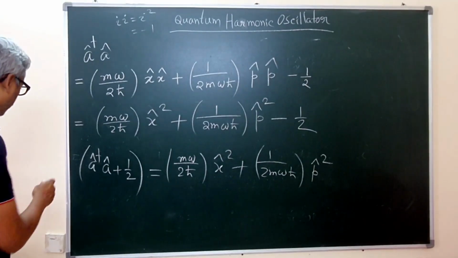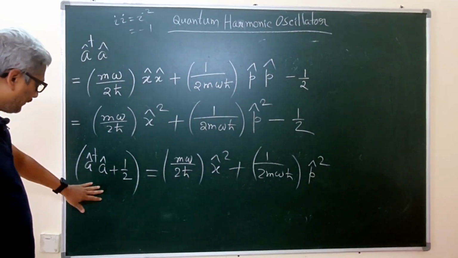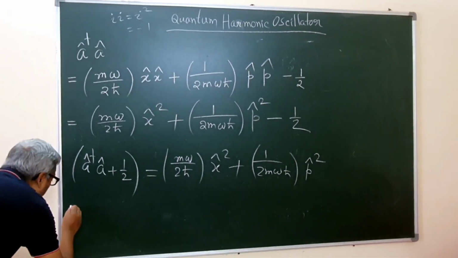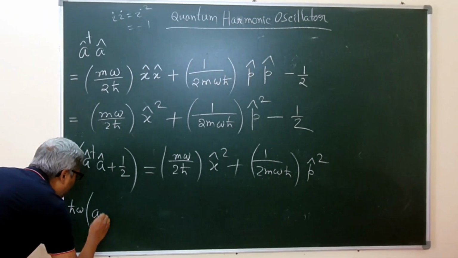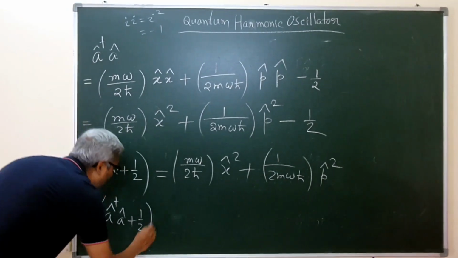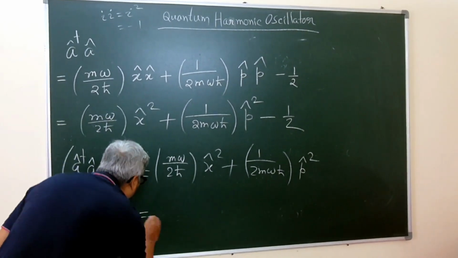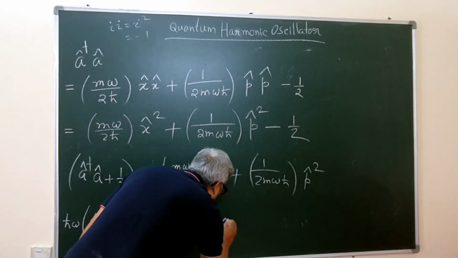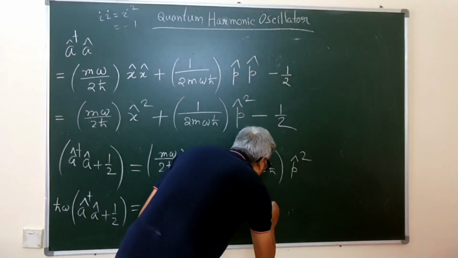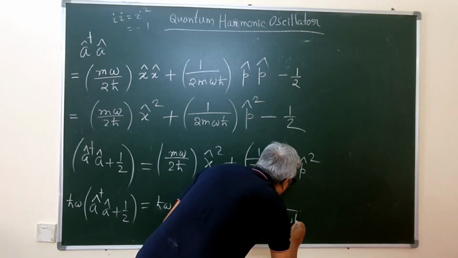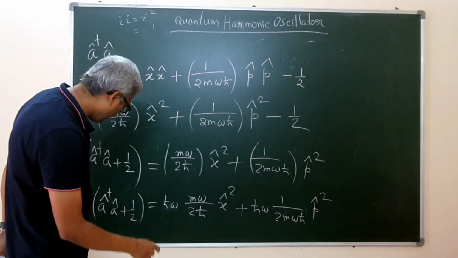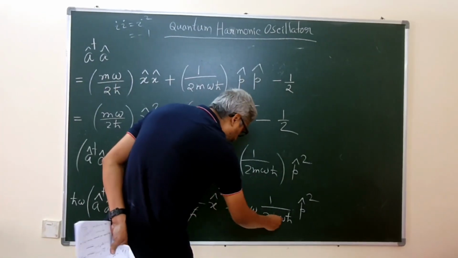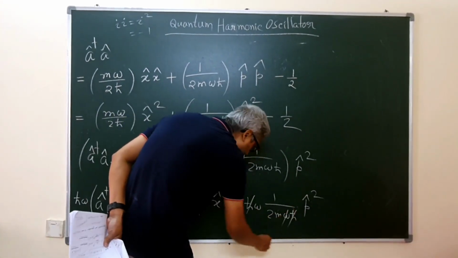Now we will multiply the left hand side and right hand side by a factor of h bar omega. So the left hand side will be a dagger a plus half multiplied by h bar omega, and the right hand side will be h bar omega times m omega by twice h bar x square plus h bar omega times 1 by twice m omega h bar p square. Now we can see that this h bar will cancel with this h bar, and here this h bar will cancel with this, omega will cancel with this.